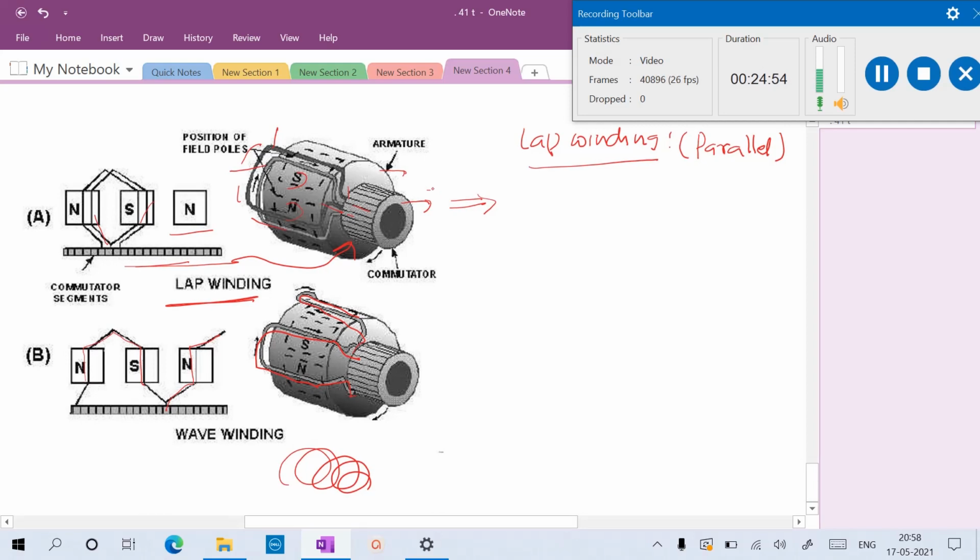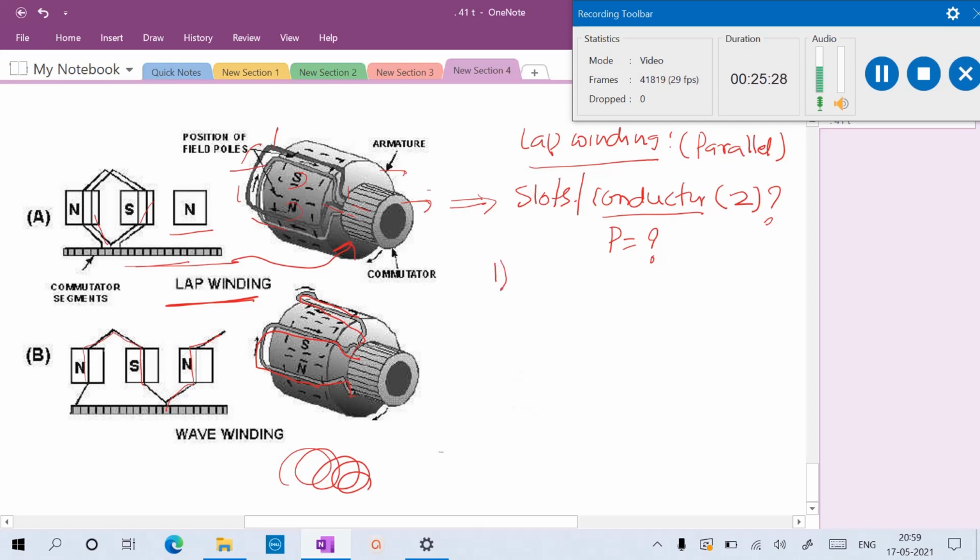Now, what are the salient points to remember to draw the winding? First, you have to find the number of slots or conductors. Conductors are generally represented by Z. Based on the number of conductors and the number of poles given, and sometimes the number of coils given, remember that one coil is equal to 2 conductors, as you know.